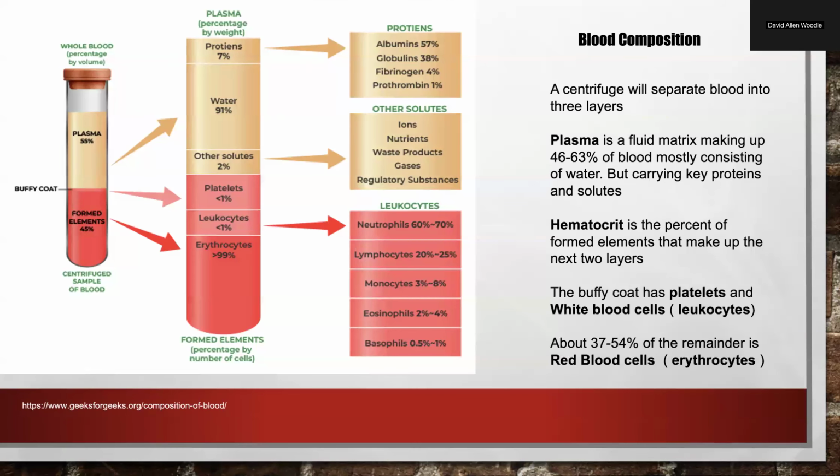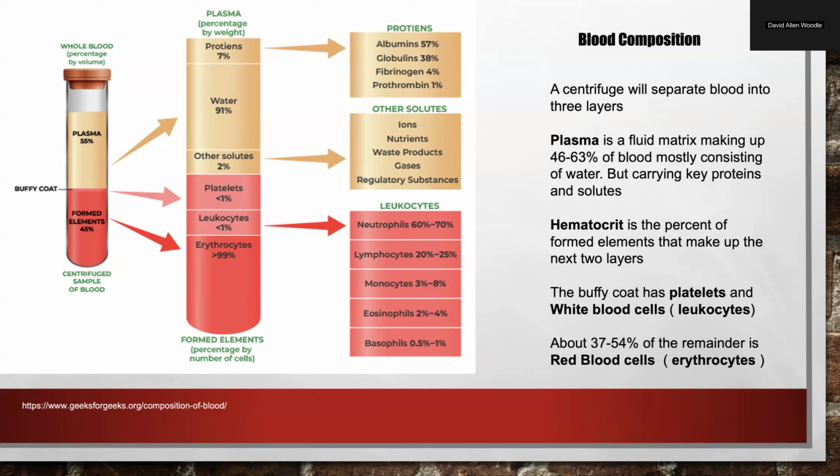So if we put blood in a centrifuge, it's spinning and it really then moves everything into 3 layers. The lighter plasma is primarily water, and it contains key proteins that are used for a variety of things we'll talk about a little later, and other solutes, which are very important though, like nutrients and ions that move around the body and transport within the plasma. The bottom area is formed elements. Most of it is red blood cells, erythrocytes.